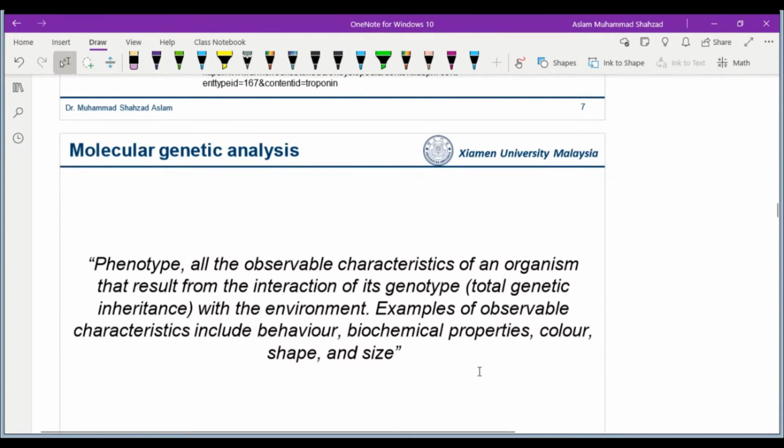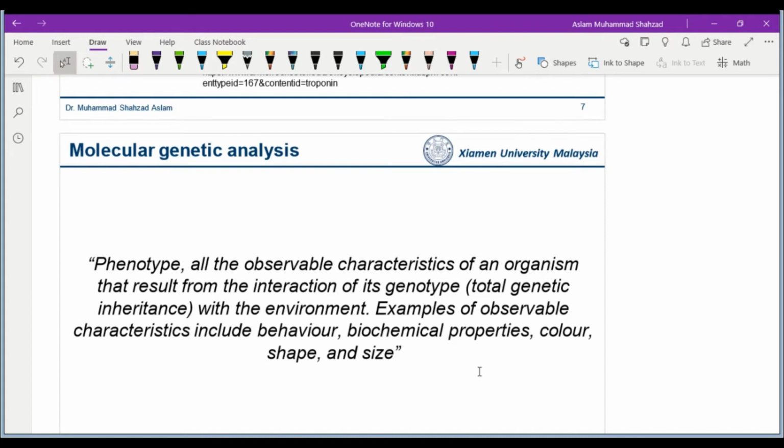So how can biochemistry help you? It can help you in molecular genetic analysis. For molecular genetic analysis, you need to understand that biochemistry with genetic analysis can help you to observe the characteristics, or can help you to give the biochemical properties of the agent that could cause the disease.